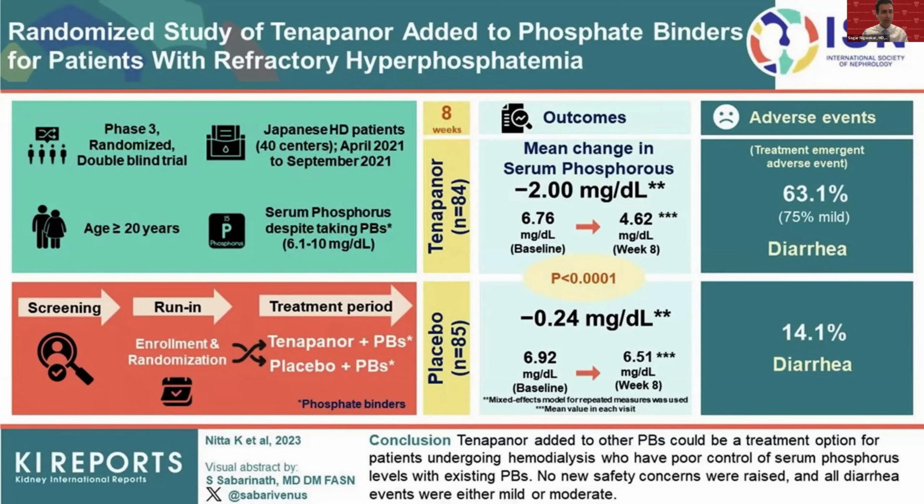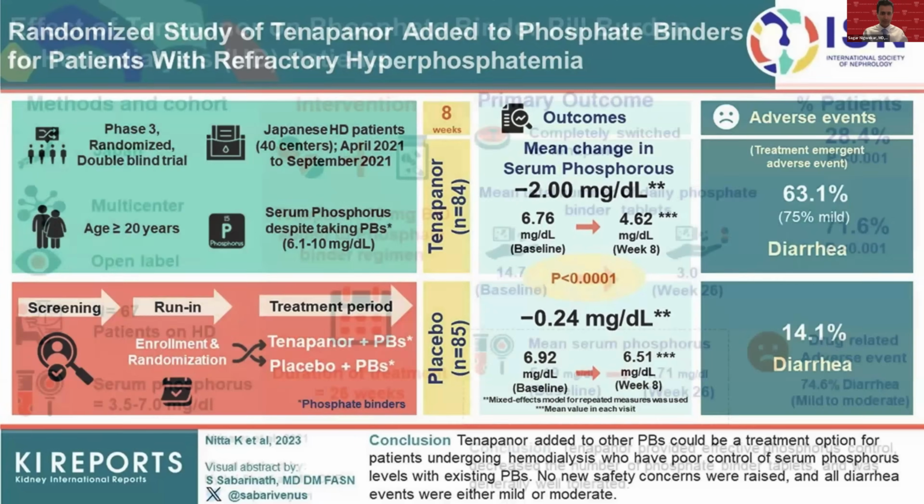The adverse events, and I will of course give you a summary slide that looks into the adverse events from all of these trials as a totality of the evidence. But in this particular trial, around 63% of the participants reported diarrhea as the adverse event, and the overwhelming majority of those events, 75% or so, were mild diarrhea. And the diarrhea rate in the placebo group was much, much lower, approximately 14% in comparison to the 63% that was seen in the tenapanor group. Next slide, please.